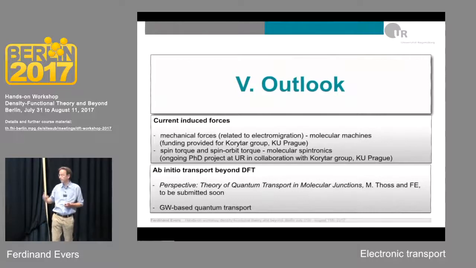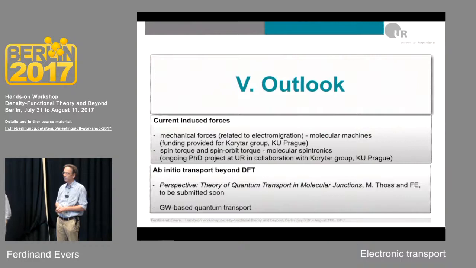There's also a force related to the spin flip probability that's going to induce spin orbit torque. That's what we try to calculate at the moment. And then one could go, of course, beyond DFT. One of the big dreams is to do fully GW-based transport calculations, where not only the molecule but also the leads are dealt with GW.